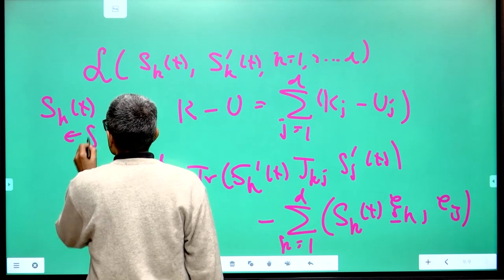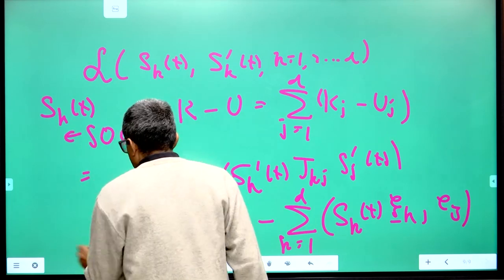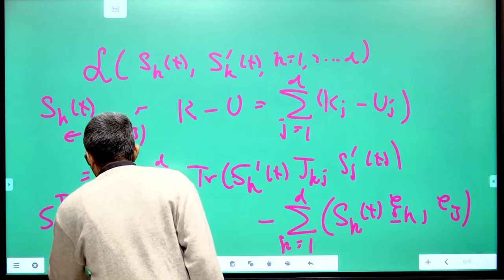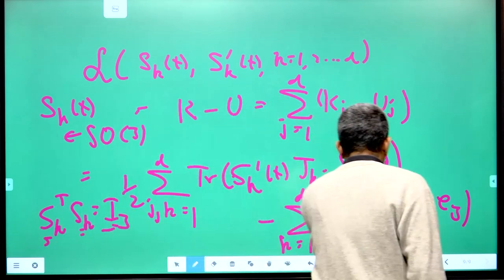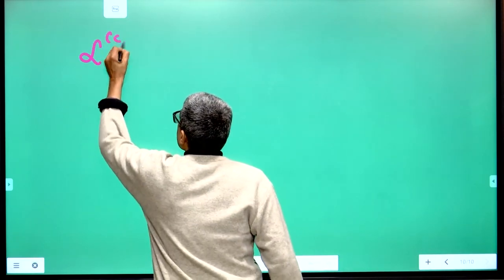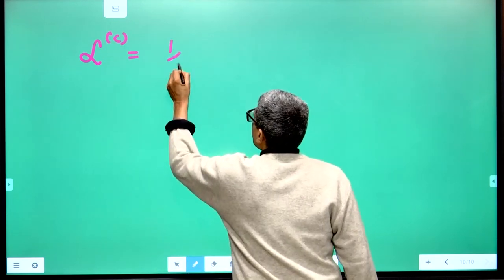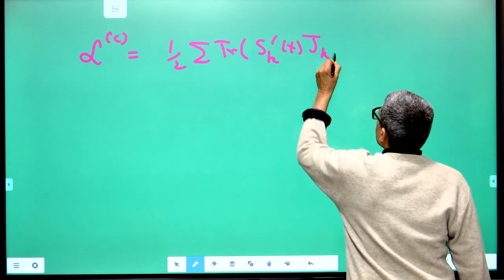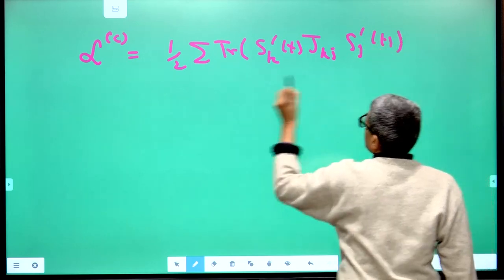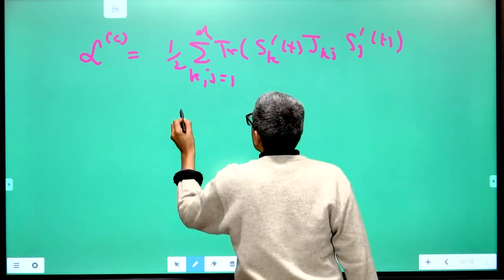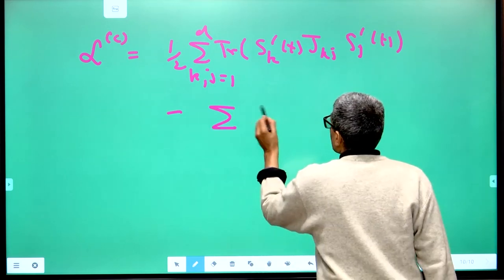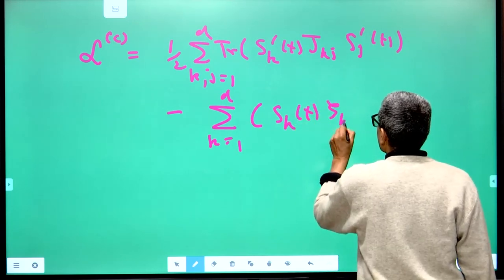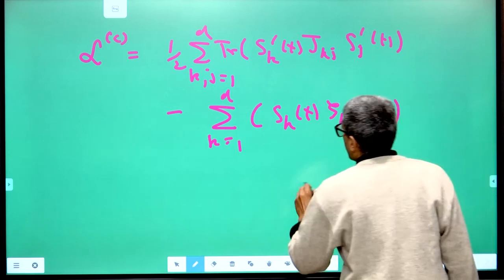These are all 3 cross 3 matrices. You regard this as the new variables, but the constraint that you should satisfy is that S_k transpose S_k should be the identity. So, you write down the Lagrangian taking into account this constraint. Then what does the constraint Lagrangian give? L_C, the constraint Lagrangian, is given by half summation of trace of S_k'(t) J_kj S_j'(t) transpose, k and j going from 1 to d, minus summation k goes from 1 to d of S_k(t) multiplied by ξ_k comma e_3. And then you have to put a constraint.